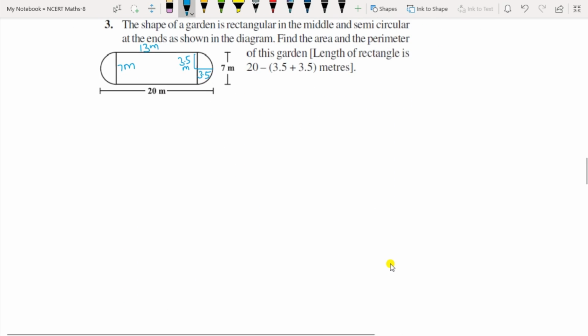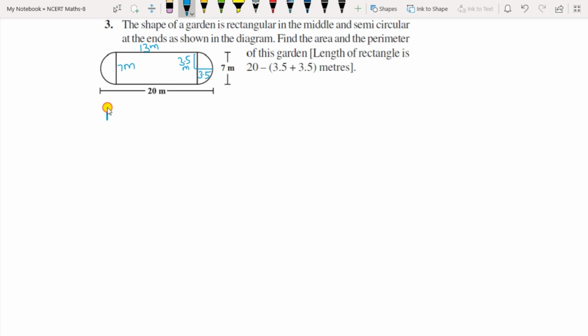Third question is, the shape of a garden is rectangular in the middle and semicircular at the ends as shown in the diagram. So this is the garden. It is rectangular in the middle and semicircular at the ends. Find the area and the perimeter of this garden, and length of the rectangle you have to find out. Okay. So now here first we will find the breadth of the rectangle. This one, the breadth of the rectangle, it is given here 7 meter.